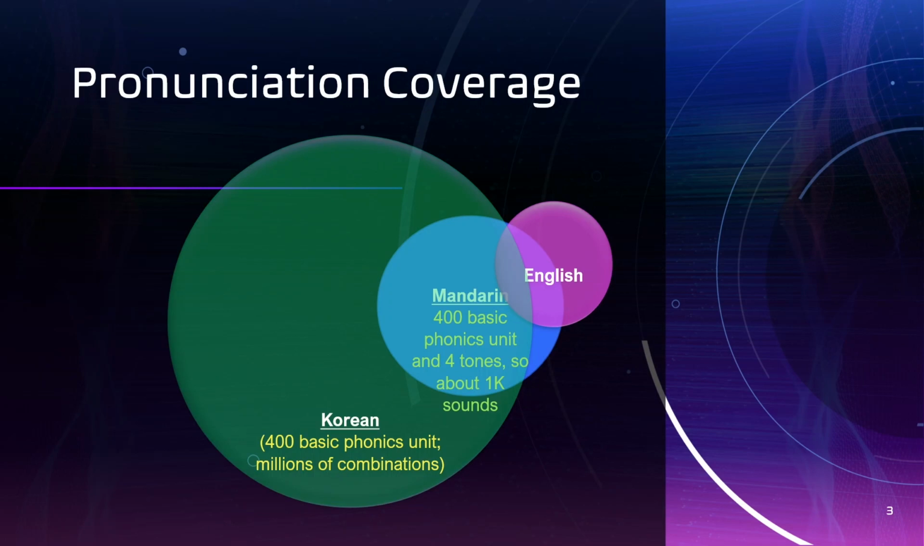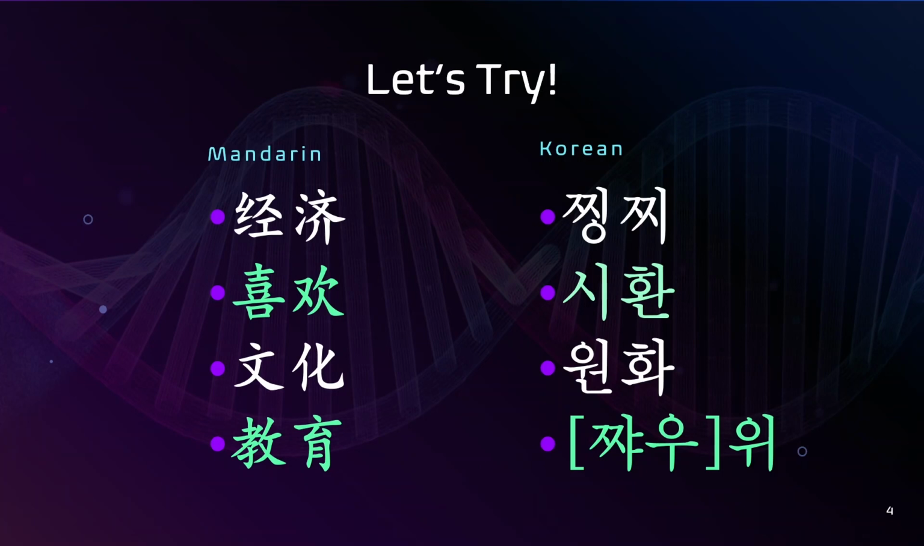So since the bubbles cover most of Mandarin, this means that knowing Korean and English will help you a lot when you're trying to learn Mandarin. You won't need to learn a lot of new pronunciations. So let's try. The Korean words on the right don't actually exist as real words, but they're more like phonics to help you pronounce the words in Mandarin. So the first word in Mandarin is jingji, and you can say this in Korean with jingji.